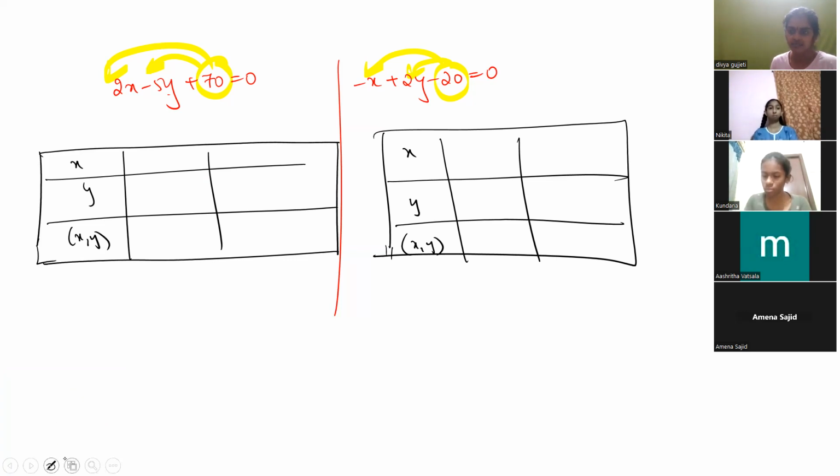People, are you able to understand? The same trick does not work for every question.